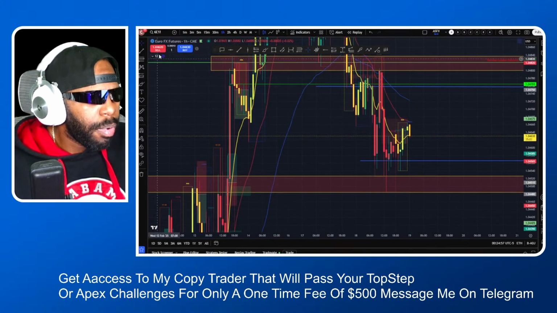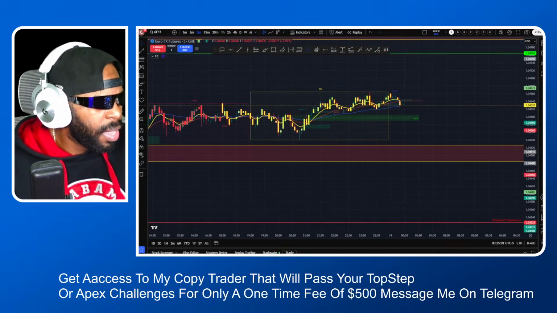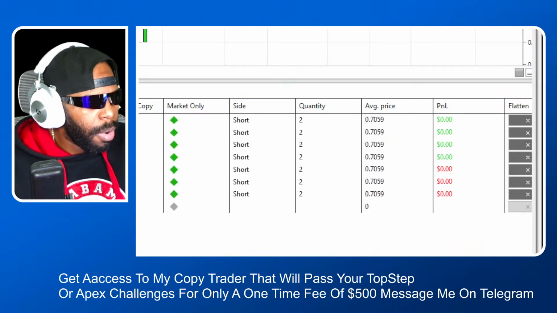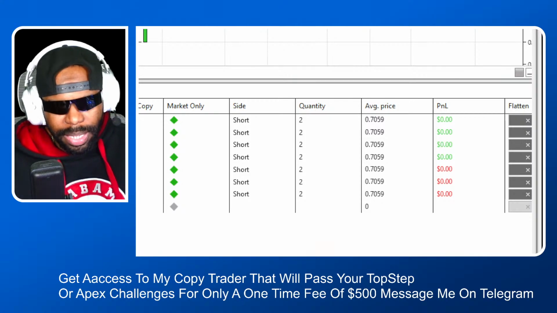All right, so this is what I probably look for on the 5 minute. I'm not gonna take any trades because I'm already in trades right now. If you see right here, I'm already in 8 trades right now.